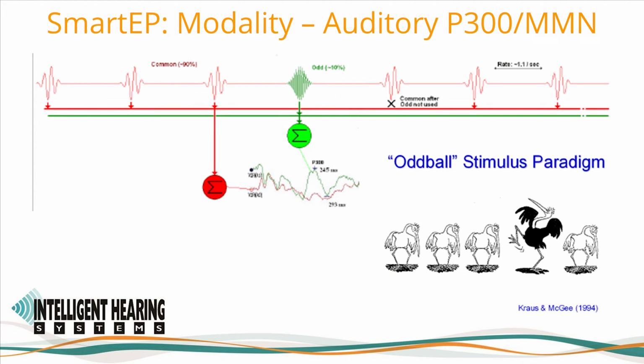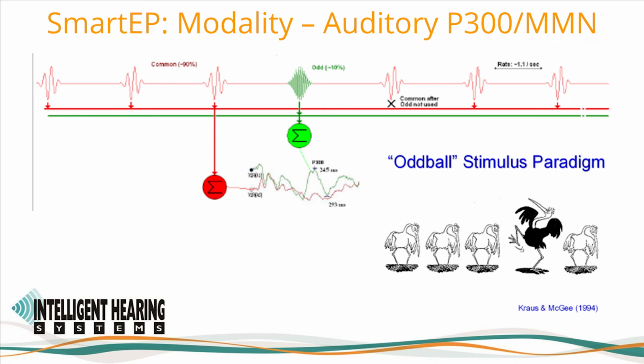Now let's move on to the P300 MMN modality. P300 and mismatched negativity responses are potential differences generated when a patient is stimulated with a stimulus train containing frequently occurring common stimuli and infrequent, oddball, rare, deviant stimuli. The potential difference originates in the auditory cortex and can be recorded by averaging the acquired signal over a specified period of time.